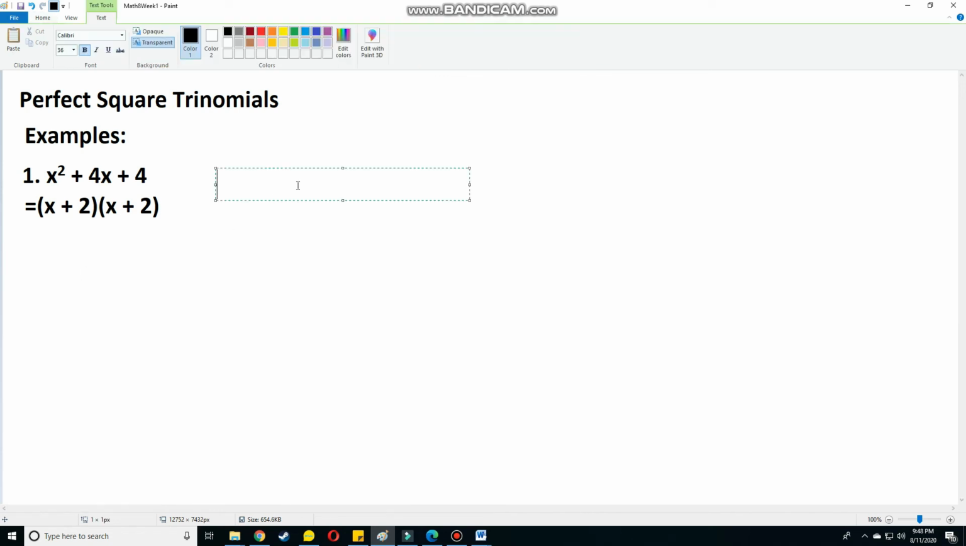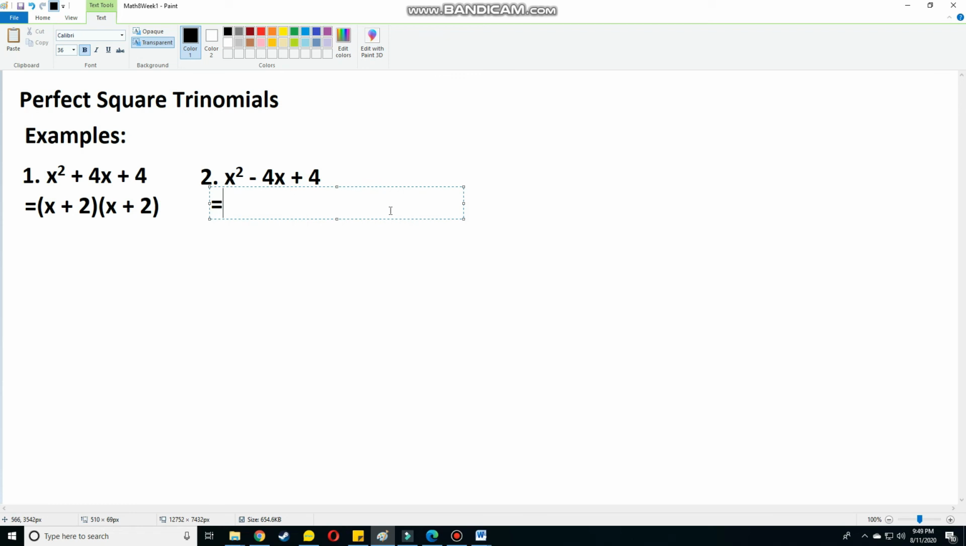Okay, so let's have another example. How about if the sign of the middle term would be a subtraction sign? Let's say our second example, x squared minus 4x plus 4. What if here we have addition, plus 4x, and here we have subtraction, minus 4x? So we would still follow the same steps. Extract the root of the first term and extract the root of the last term.